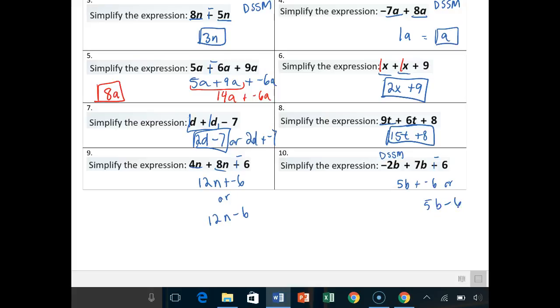Very straightforward. Just make sure you use your integer rules, use a number line if you need to, only combine like terms, and always put a coefficient of 1 in front of a variable by itself. This is the end of notes 4.4 part 2.